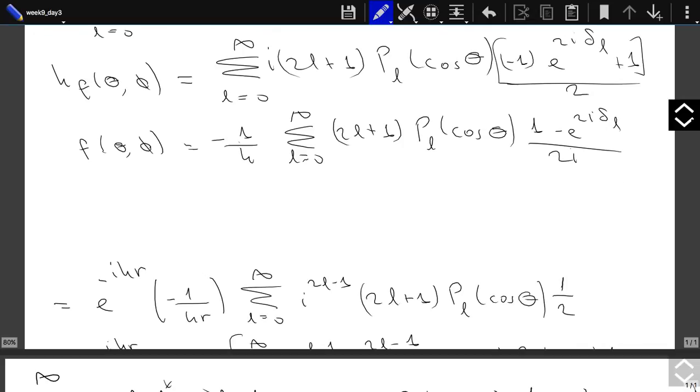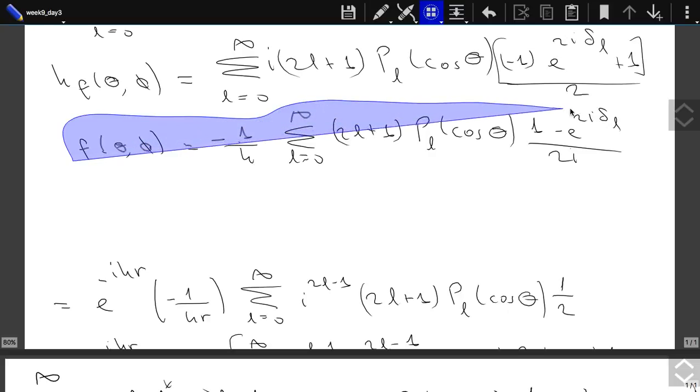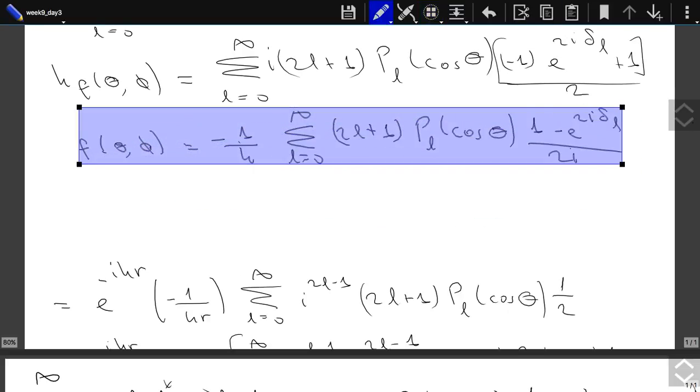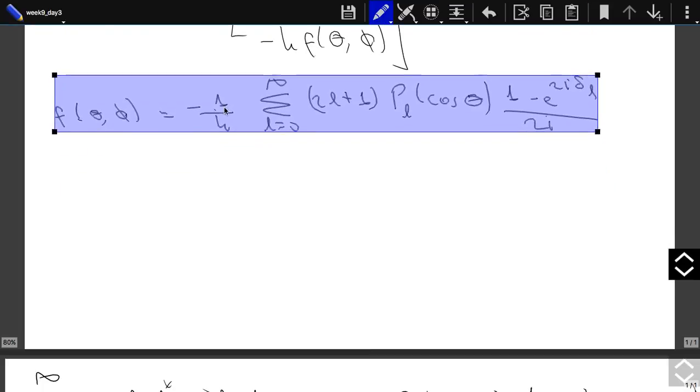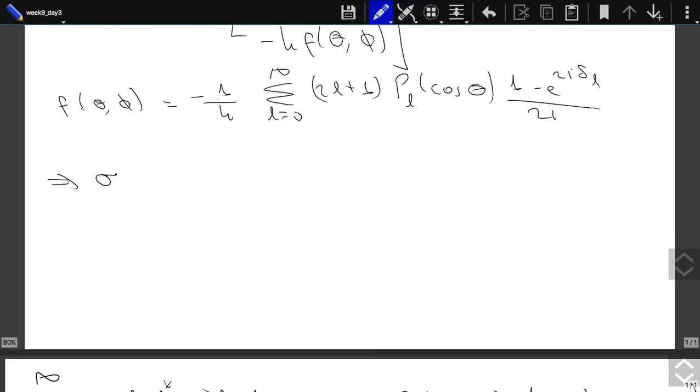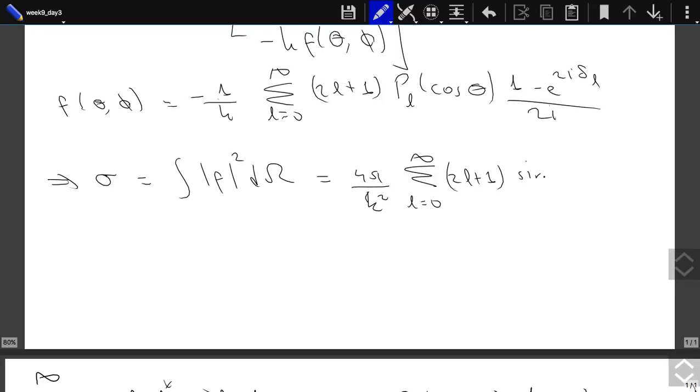And from this point on, this is our differential scattering cross section. From this one, we obtained that the total cross section was just the integral of f squared over all possible solid angles. Then we used orthogonality of the Legendre polynomials, and we obtained that this was equal to 4 pi over k squared, sum over L from 0 to infinity, 2L plus 1 sine squared delta L. This was our final result.